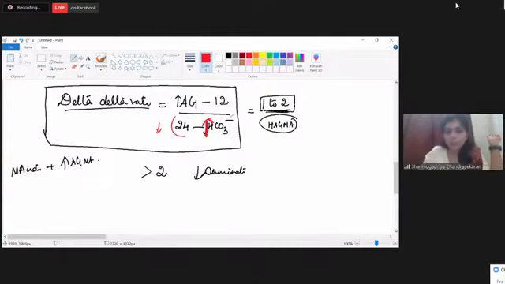The whole denominator will be less only when the bicarbonate value is high. When will the bicarbonate value be high? When there is associated metabolic alkalosis. When there is associated metabolic alkalosis, the delta-delta ratio will be more than 2.